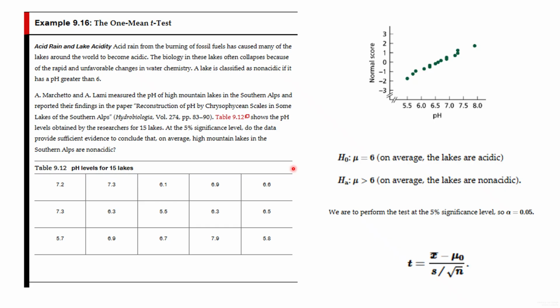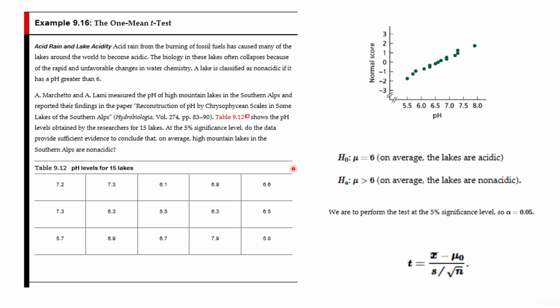So this one here is acid rain and lake acidity. Acid rain from the burning of fossil fuels has caused many of the lakes around the world to become acidic. True story. And so in this one here, they're asking us, do the data provide sufficient evidence to conclude that on average, high mountain lakes in the Southern Alps are non-acidic? And so what is acidic? Of course, anything below 7 is acidic, with 7 being our neutral.